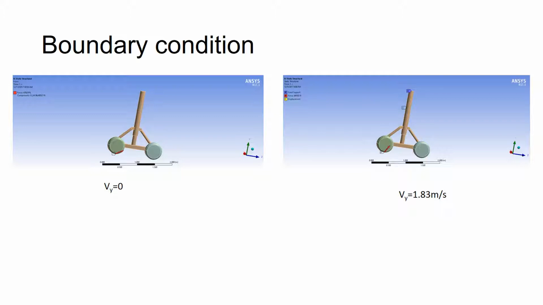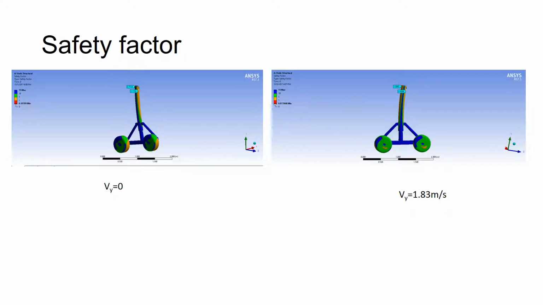So here's the ANSYS modeling, and the boundary conditions when Vy is equal to 0 I plotted here. So here's F on the left hand side figure, and the F is bigger for the right hand side figure. And here we can see the safety factor for the Vy equal to 0 condition. We can see that the smallest safety factor appears here at the top of the landing gear. So it seems that the smallest safety factor is bigger than 2, so this is safe.